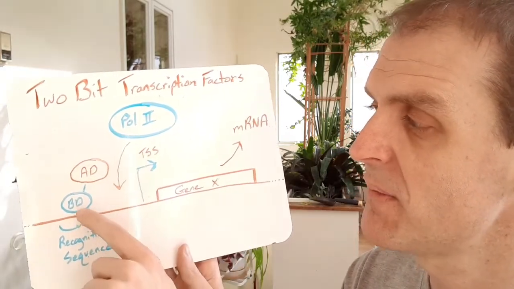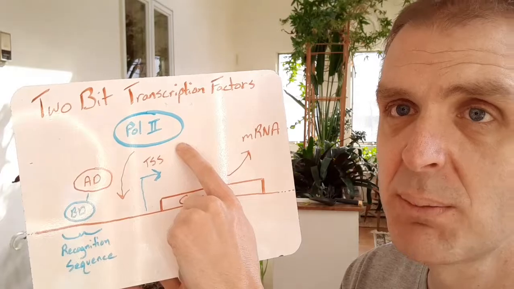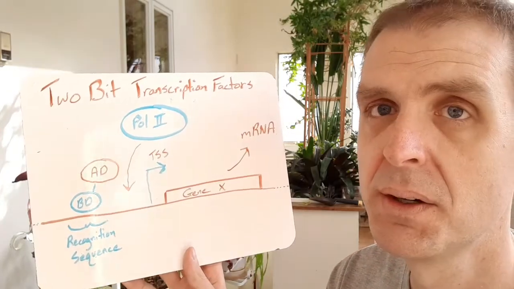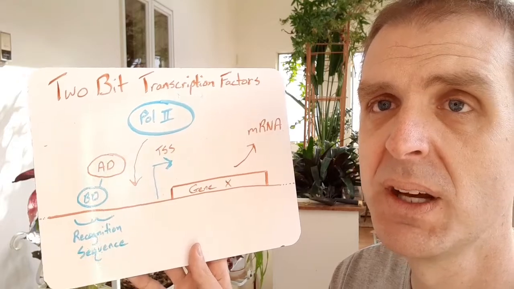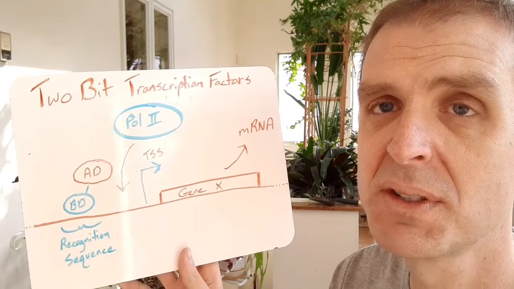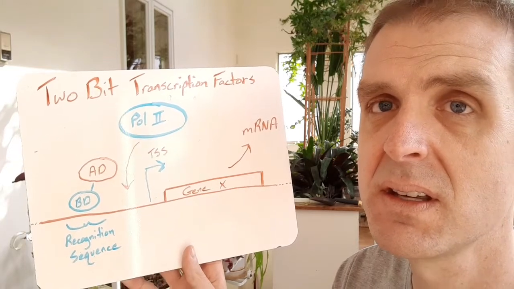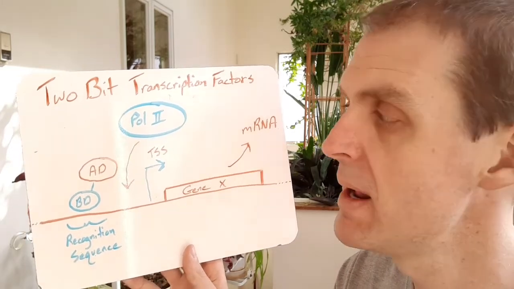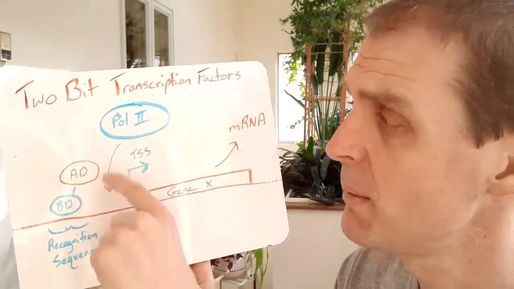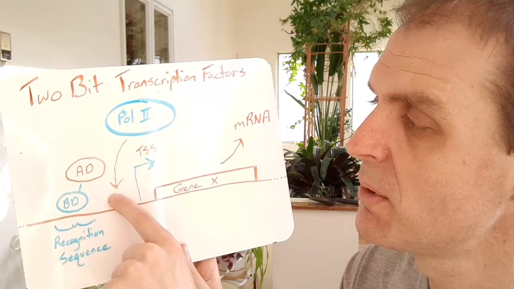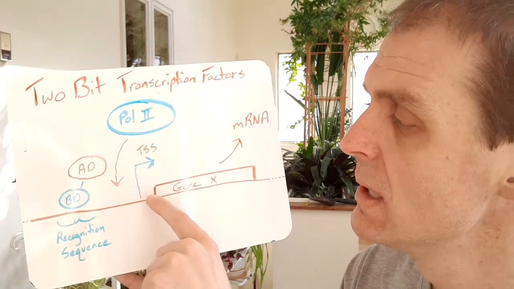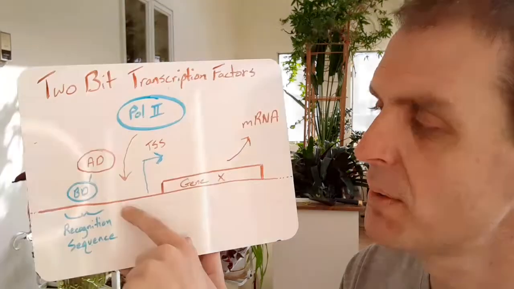We get the transcription factor binding, and then it pulls in Pol II. So there's different types of polymerases. This one, Pol II, is the one that in human cells at least would make your mRNA. And so this transcription factor's job is to recruit in this polymerase, and there's different ways that it can recruit it, and I'm not going to get into that in this video, but that would pull the polymerase in.